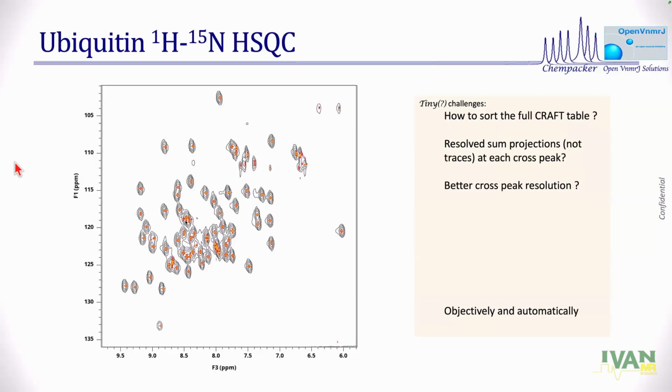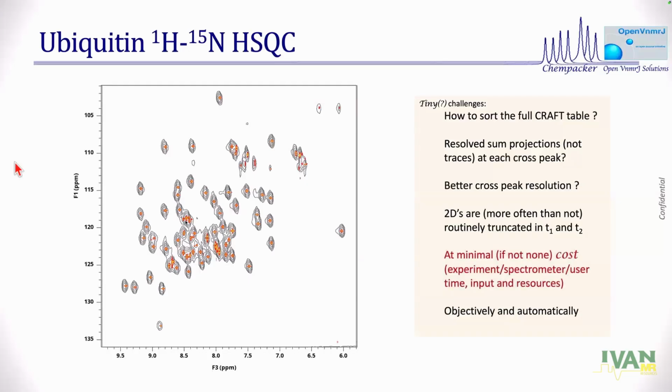When I say better cross-peak resolution, the very moment I say that to a spectroscopist, including me, 15 years ago, I'll say, go collect more increments. Increase your T1 max, increase your T2 max as much as you can, as much as your probe can take. That increases resolution. That's exactly what I don't want to do.